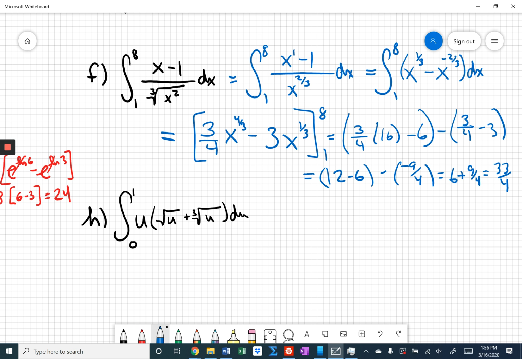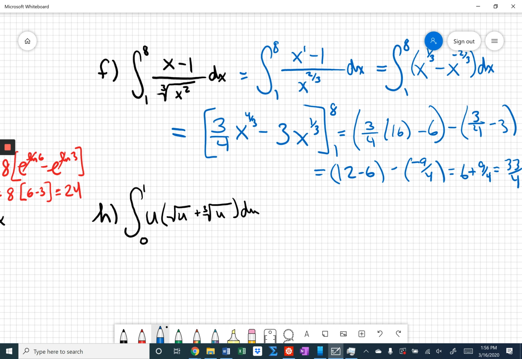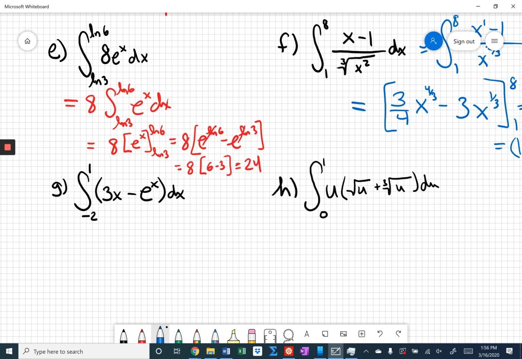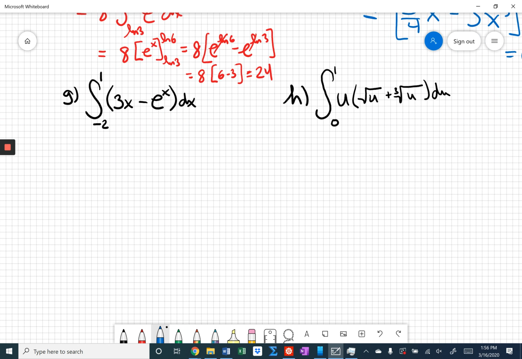All right, keep getting interrupted a little bit, but that's okay. Moving on to these last two here. G should be fairly straightforward. Again, you should be trying these on your own before looking at my work. 3/2 x squared is an antiderivative of 3x. E to the x is its own antiderivative. And then we have to evaluate from negative 2 to 1.